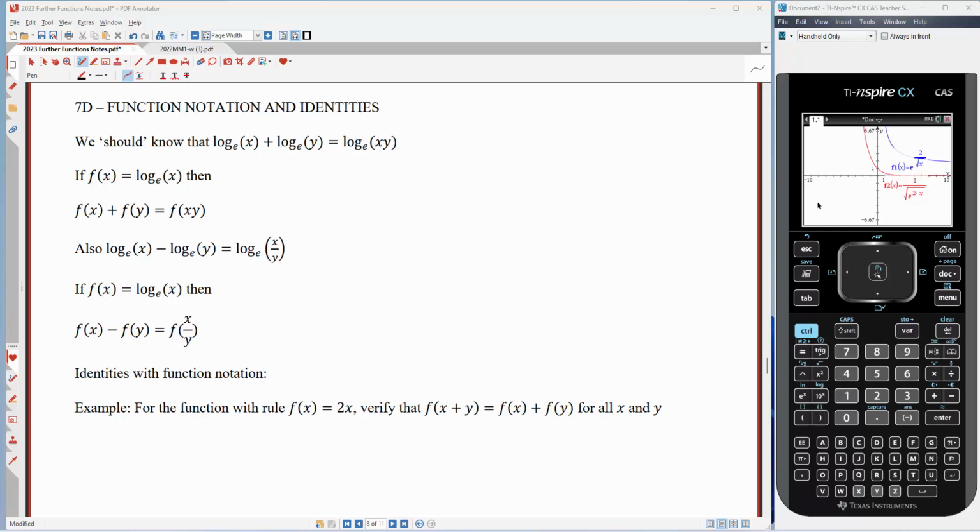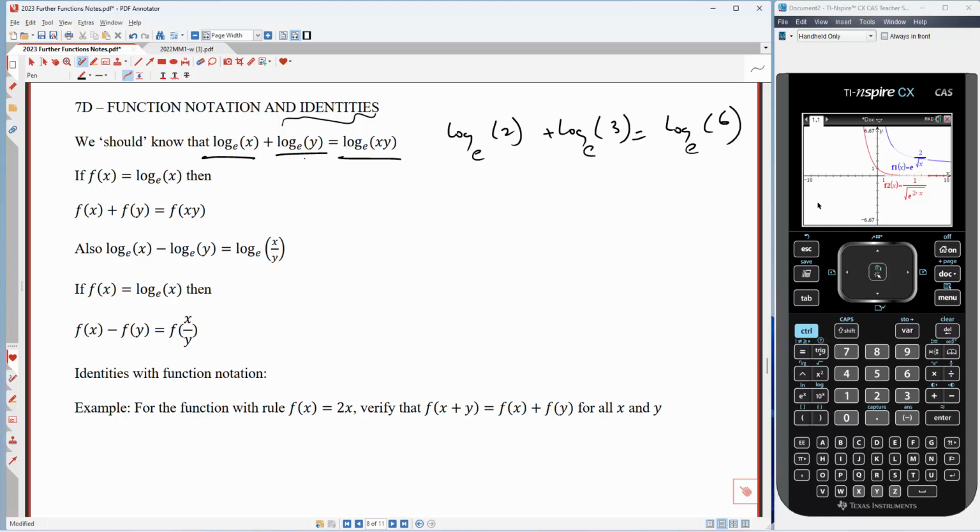There's an exam question on this particular exercise every year. It's called function notation and identities, and I suppose they're just kind of rules that we can follow. Now, some of them are intuitive, like this log law here. We should know that log e x plus log e y is the same as log e xy. So if you've got, say, log e 2 plus log e 3, we know that that's equal to log e 6.